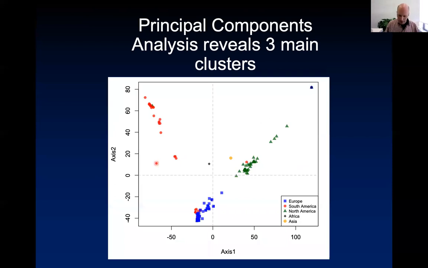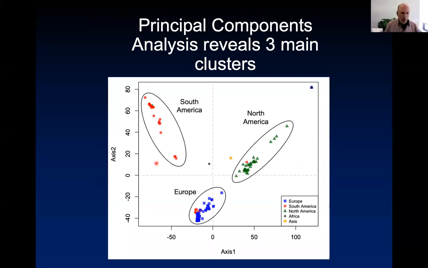And this, interestingly, suggests that there are three main populations in South America, North America, and Europe. And I just want to point out a couple of things. First of all, this is the European population. And these are all European isolates, except for a few here. Those are isolates that we obtained from Argentina.